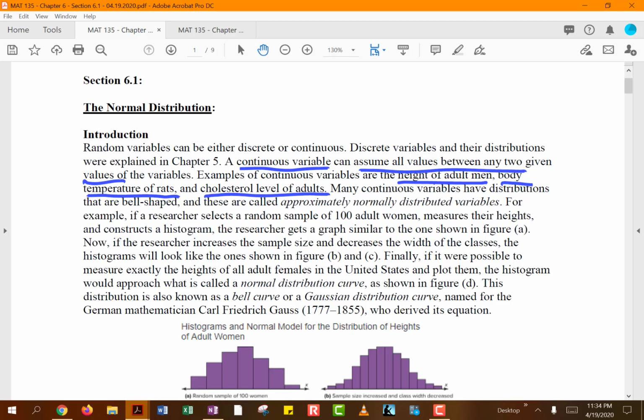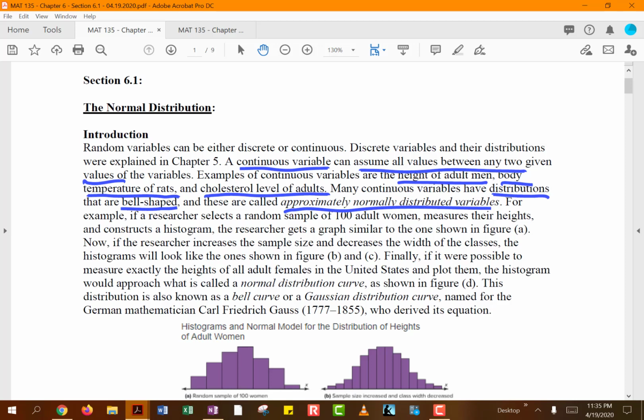Now basically when we're talking about continuous variables and their distributions, many continuous variables have distributions that are bell-shaped, and for these types of variables we say that they are approximately normally distributed variables. So this example here is talking about it.